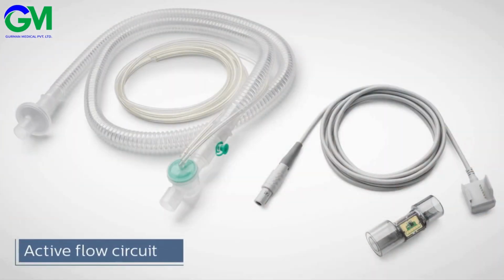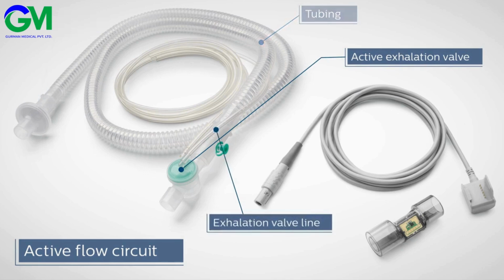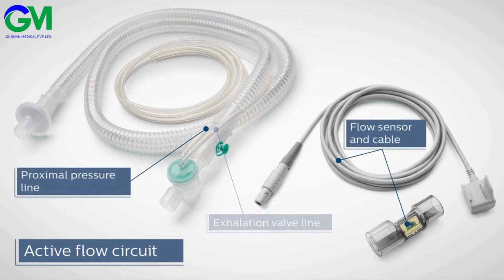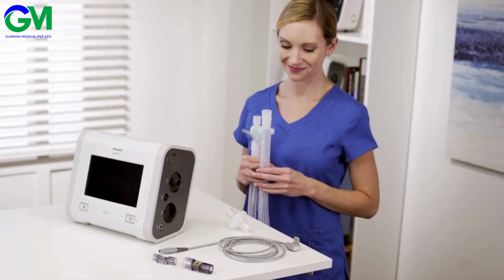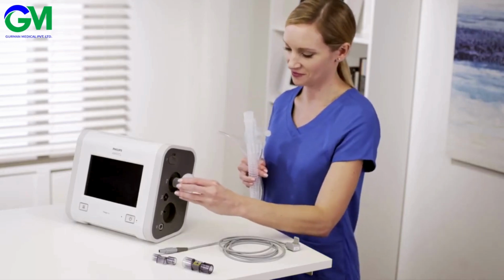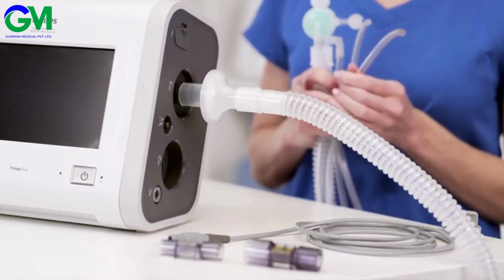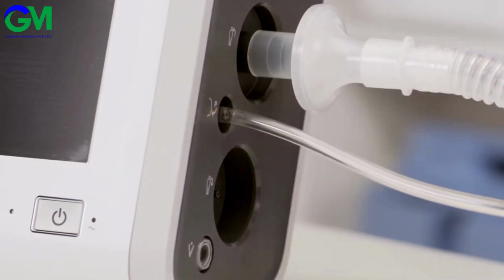The active flow circuit consists of a bacterial filter, tubing, active exhalation valve line, proximal pressure line, flow sensor, and cable. Essentially, this is the active PAP circuit with an added flow sensor and cable. Connect the bacterial filter and tubing to the inspiratory port. Attach the proximal pressure line to its port and the active exhalation valve line to its connection.